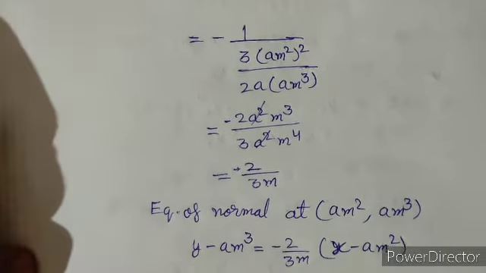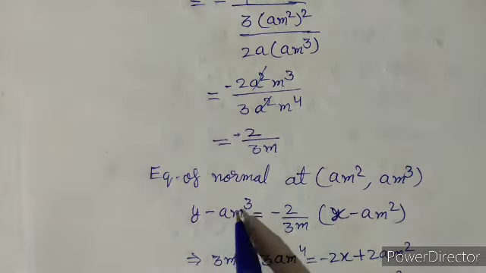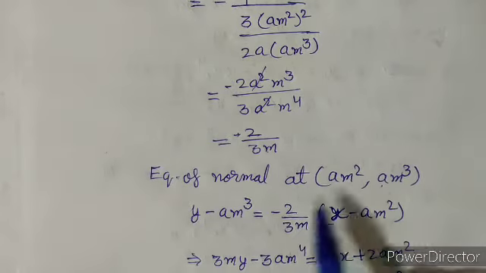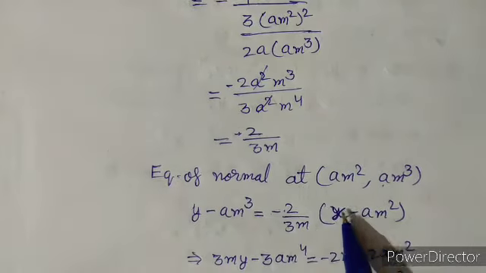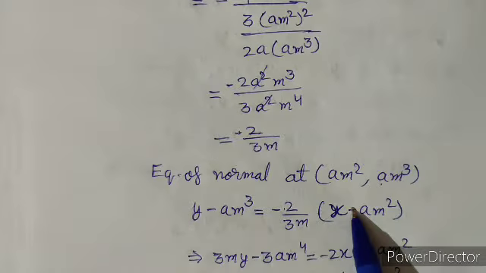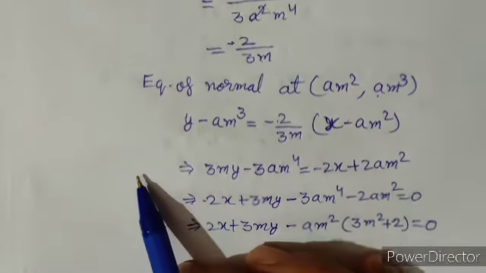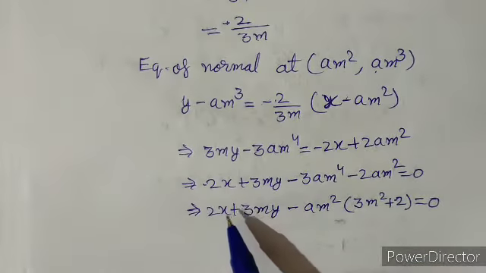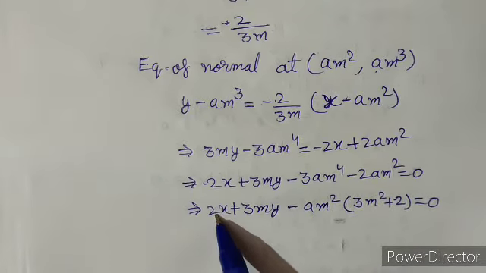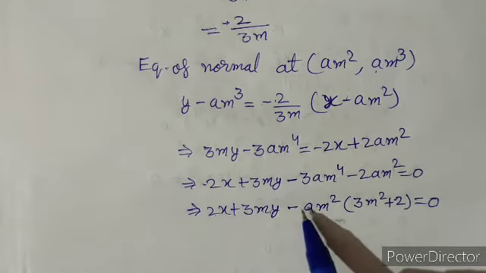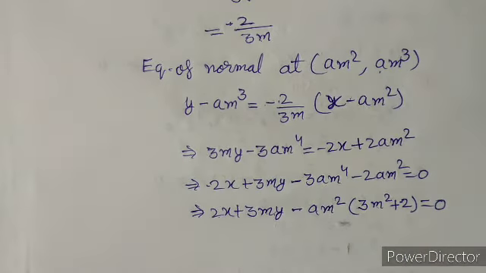Now equation of normal at (am square, am cube) will be y minus y0, and that was am cube, equal to slope of the normal, that was -2 upon 3m, into x minus x0, and x0 was am square. And this on solving will give us the equation of the normal to the curve as 2x plus 3my minus am square into (3m square plus 2) equal to 0.